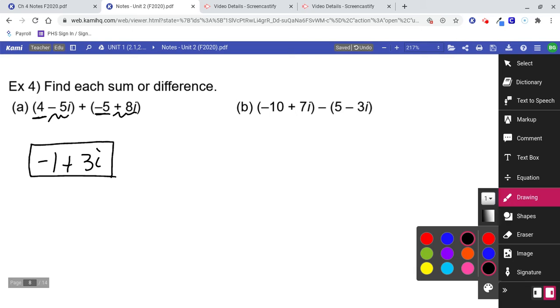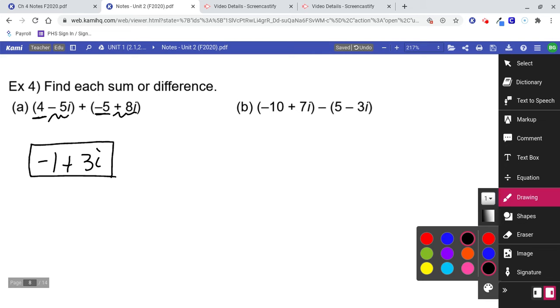Sometimes the parentheses get in the way, and I think subtraction gets really difficult because people want to say 7i minus 3i is 4i, but you just messed up. Even though 7i minus 3i is 4i, that's not what this problem says. So be very careful with the parentheses.